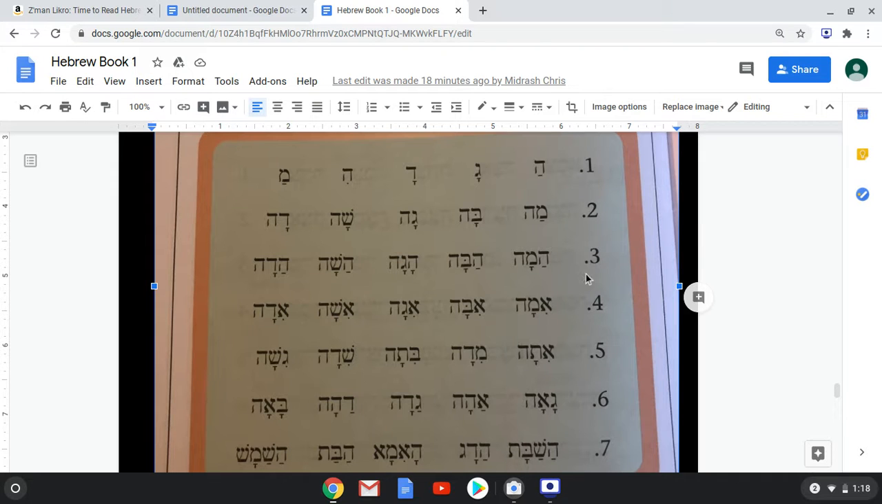Same thing on 3. There's no nikud underneath the heys, so the heys are going to all be silent on the end. We'll just pronounce, so these are 2-syllable words. Hama, haba, haga, hasha, hada. Sorry if I'm going a little fast there.